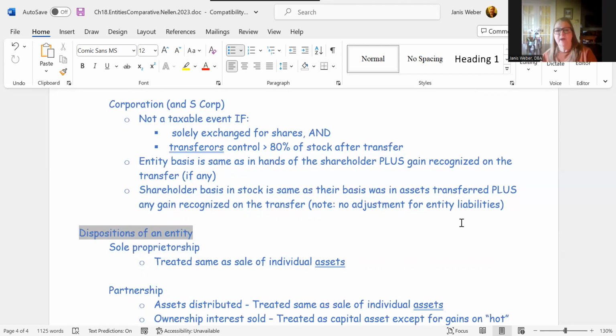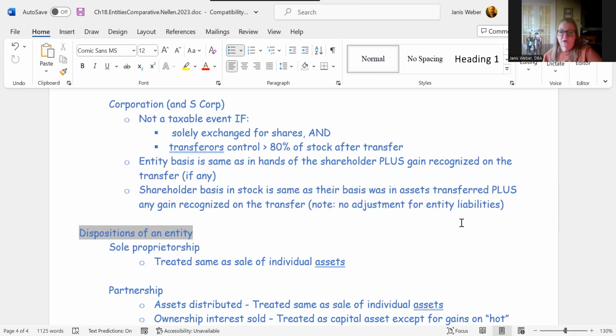And then the entity's basis is the same as in the hands of the shareholder, plus any gain that had to be recognized, which would increase the basis of the entity's assets as well. And then the shareholder's basis in the stock would be the same as the basis in the assets they transferred, plus the gain they had to recognize on the transfer. So if you contributed services to get your shares, you would have to pay tax on the services you provided, and that would become part of your basis of the stock.